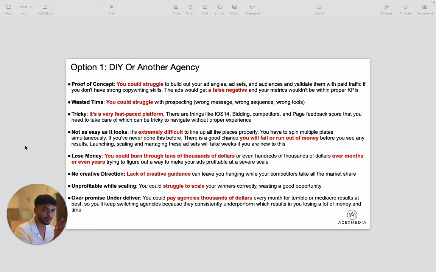If you're not getting proper data at the top of the funnel, then it's pointless running any sort of retargeting campaign or any sort of upsells or anything like that. Secondly, you could waste a lot of time, and you could struggle with prospecting with the wrong messages, the wrong sequence, and overall using the wrong tools, because not each platform works for every specific brand. So you have to figure out what platform works for you and then scale specifically through that platform.